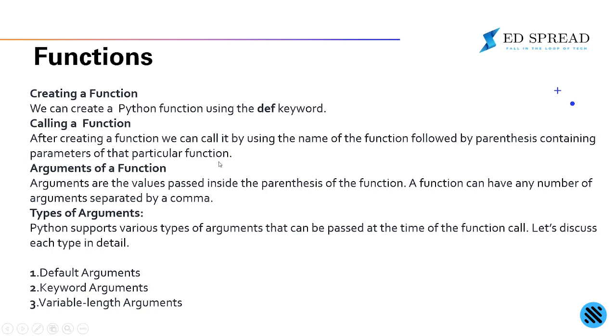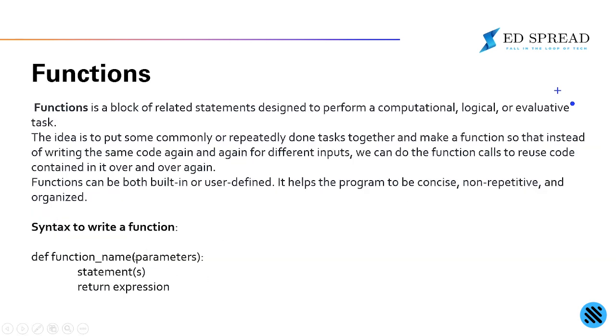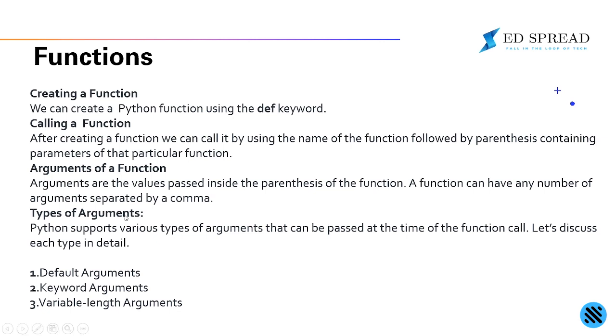Okay, so next is arguments of a function. Arguments are the values passed inside the parentheses of a function. A function can have any number of arguments. Inside the brackets there is a thing called parameters, right? Parameters are nothing but the objects which we pass inside the function. Okay, so don't worry, we'll be seeing all those things. Types of arguments: Python supports various types of arguments that can be passed at the time of a function call. Let us discuss each type in detail: default arguments, keyword arguments, and variable length arguments. Okay. So before going to this, let us see how to create a function and how to execute a function. And after that, let us see the types of arguments.